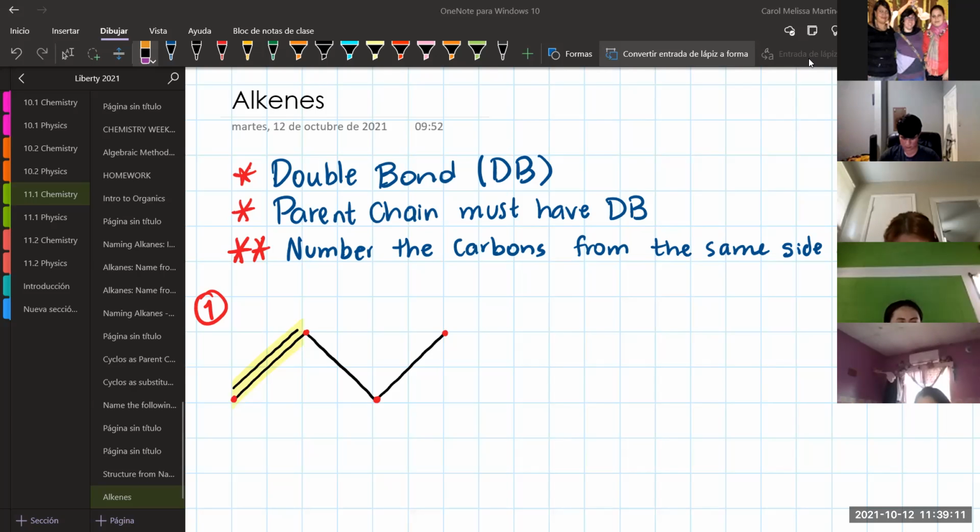Now, one thing that you must consider is that in alkenes, the first step, as usual, is going to be to identify the parent chain. But in this case, the parent chain for alkenes must include the double bond. Imagine that you have a 9 carbon parent chain with no double bonds, and then you have a 6 carbon parent chain with a double bond. Imagine that you have this situation. Now, the parent chain that you have to choose is the one that includes the double bond.